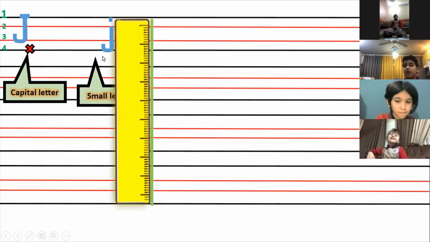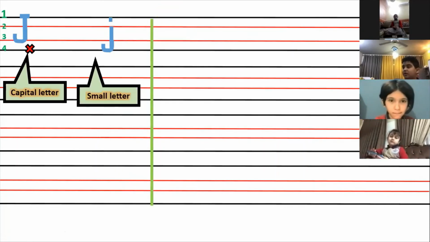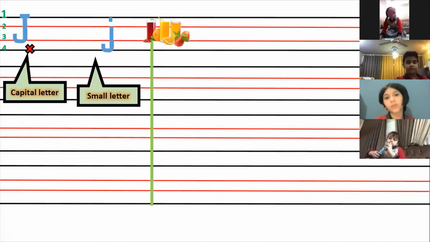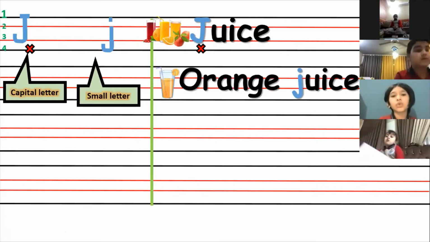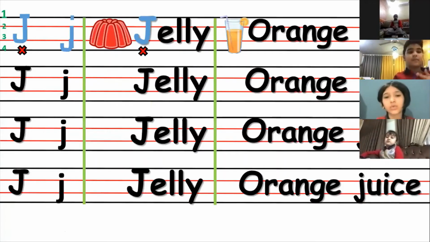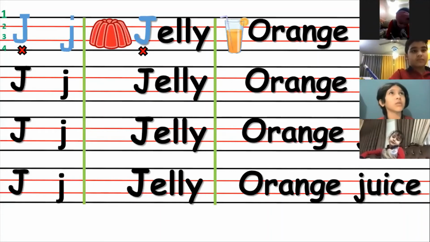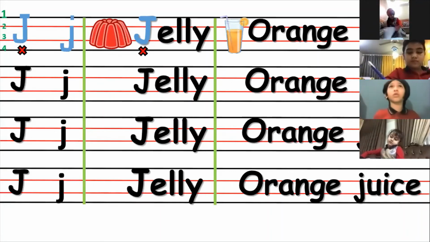Now let's write examples. For example, the word juice. Juice means juice. Another example, orange juice. Okay. Now I want you to open your copybooks and write the letter with the examples just 3 times.